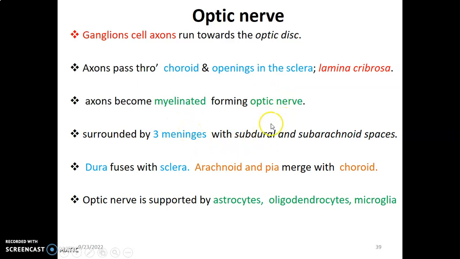So what is the blood-retina barrier? Tight junctions between the pigment epithelial cells form the blood-retina barrier.